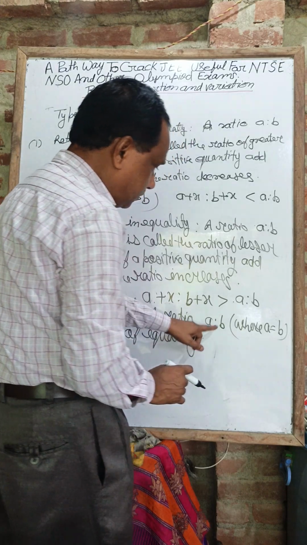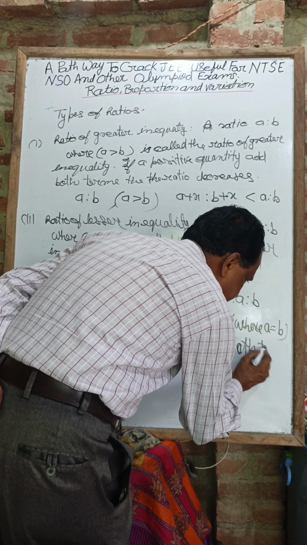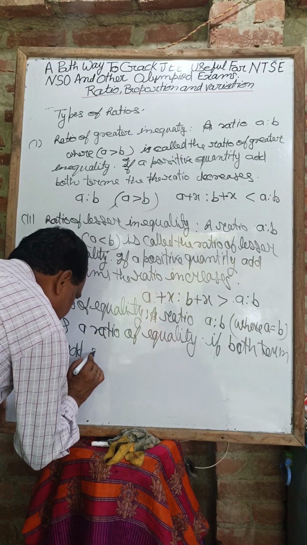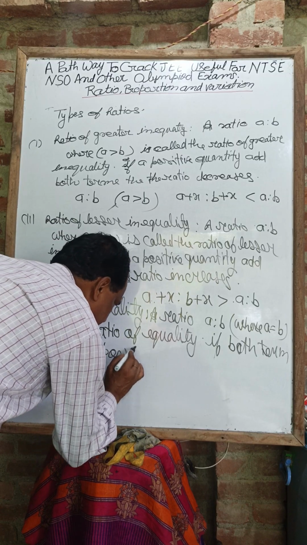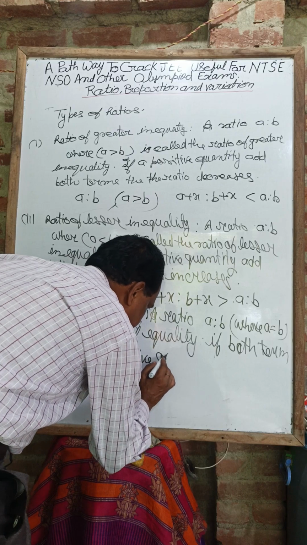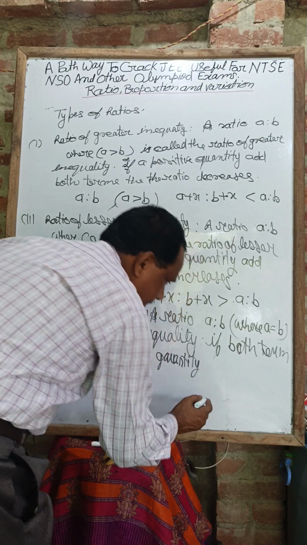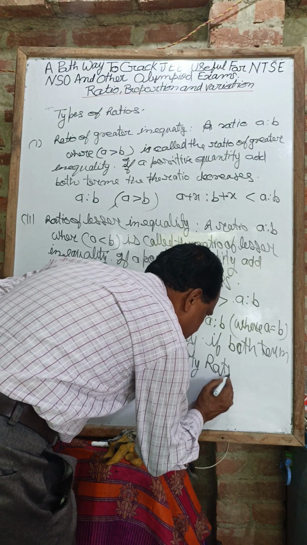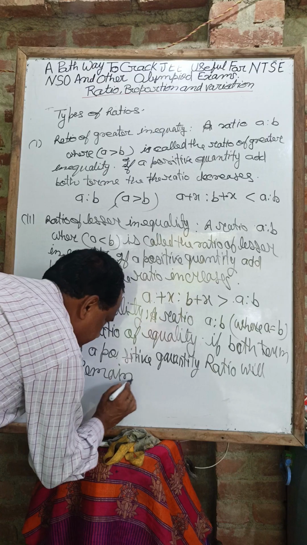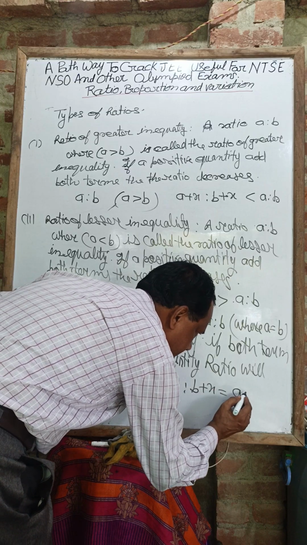And if we add a positive quantity to both terms, the ratio will remain the same: A plus X is to B plus X is equal to A is to B.